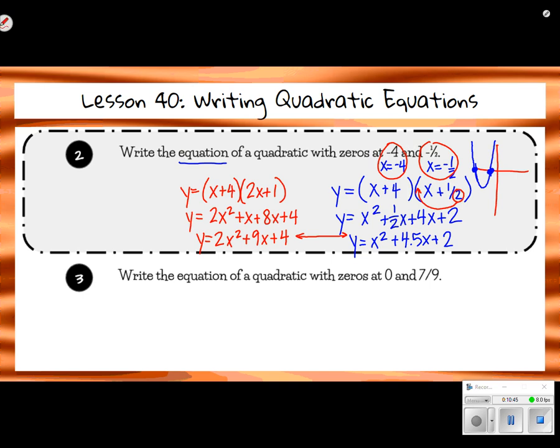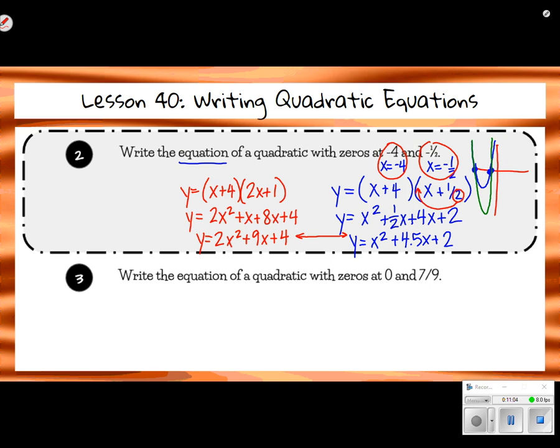And then you may have another one that comes through and does this. They have the same zeros. They intersect at the same place, but they're different graphs because they're different equations. They don't look exactly the same. All right, so we're ready for number 3.